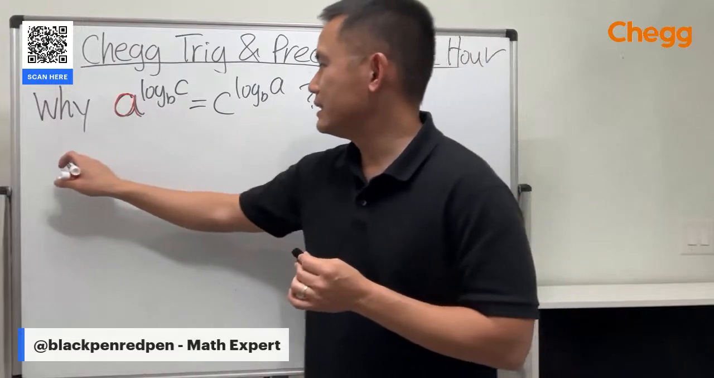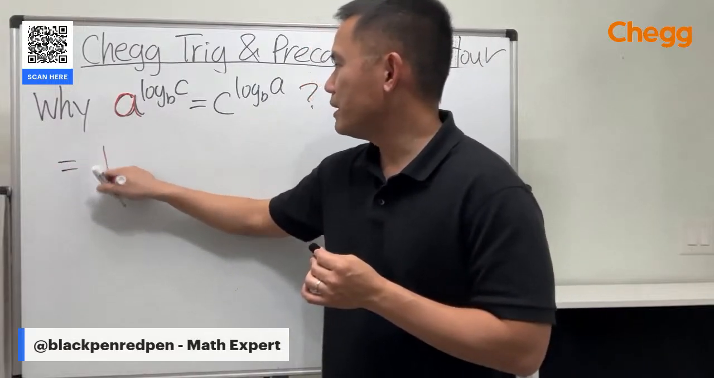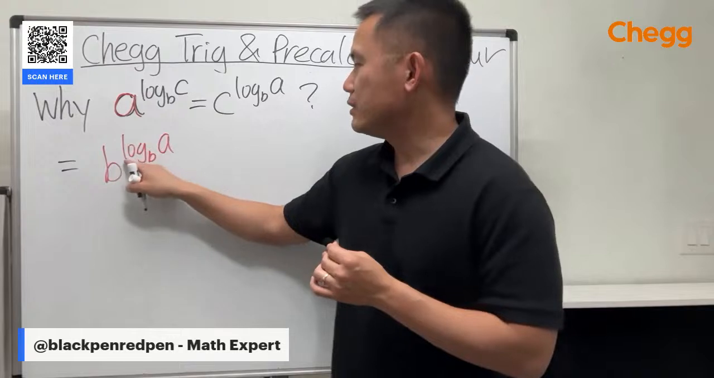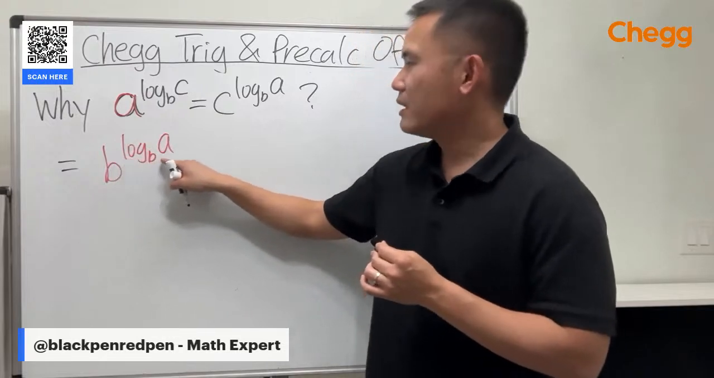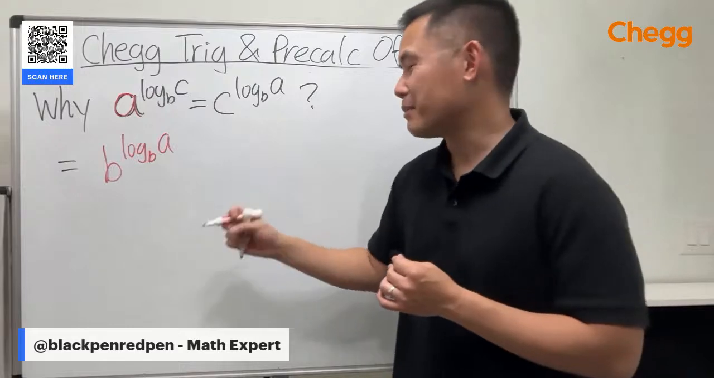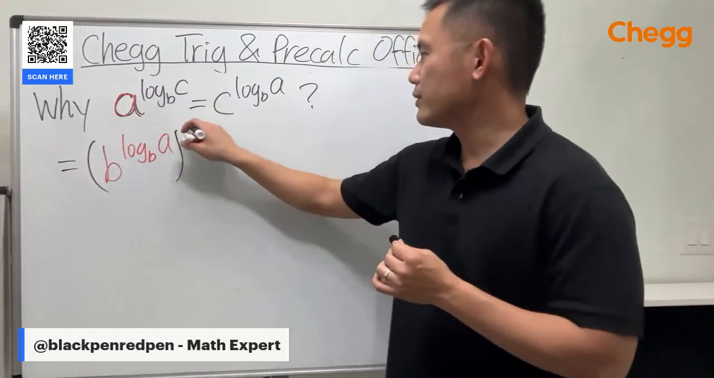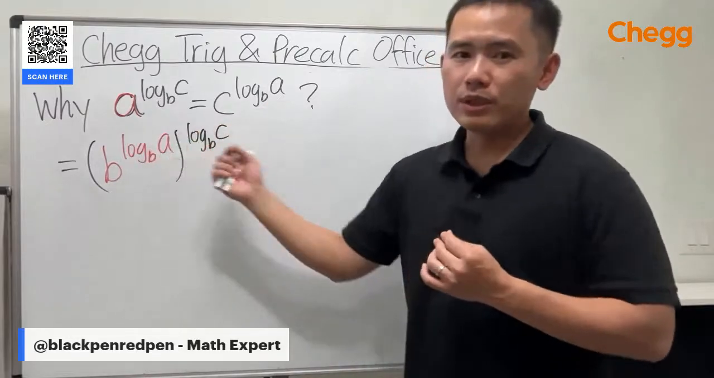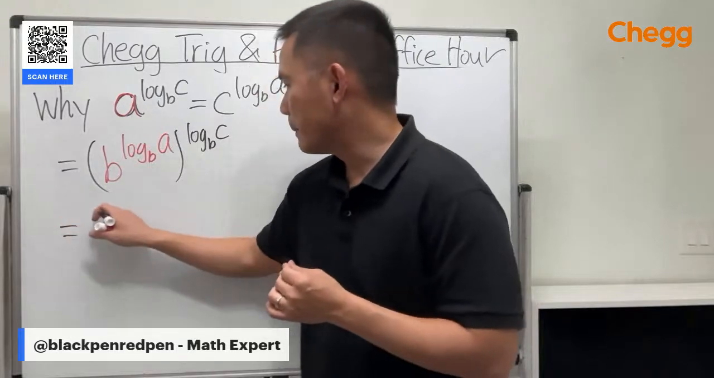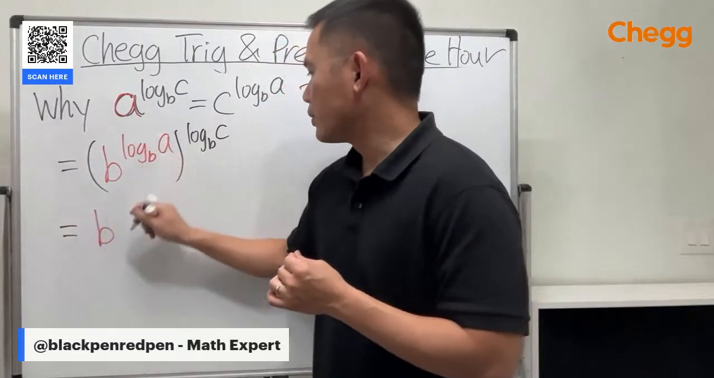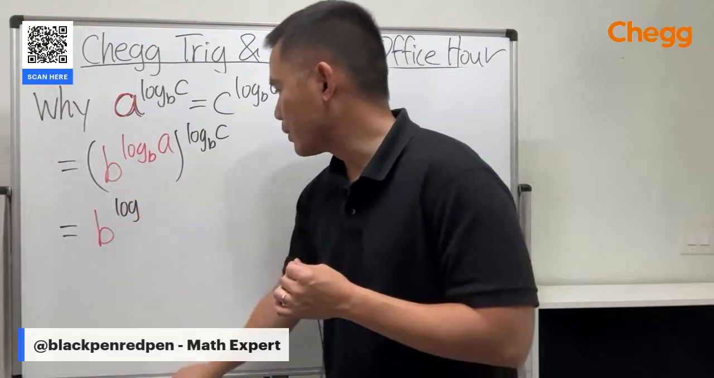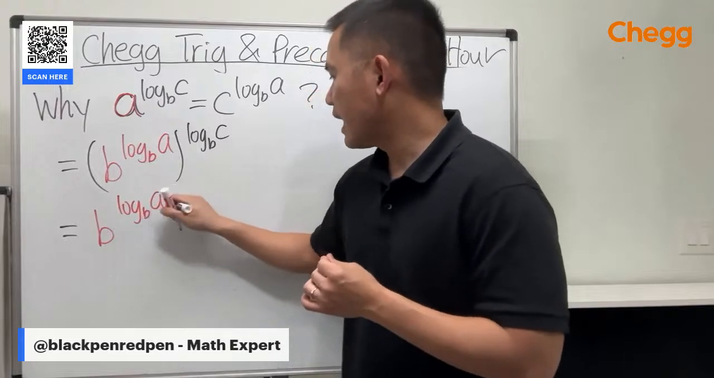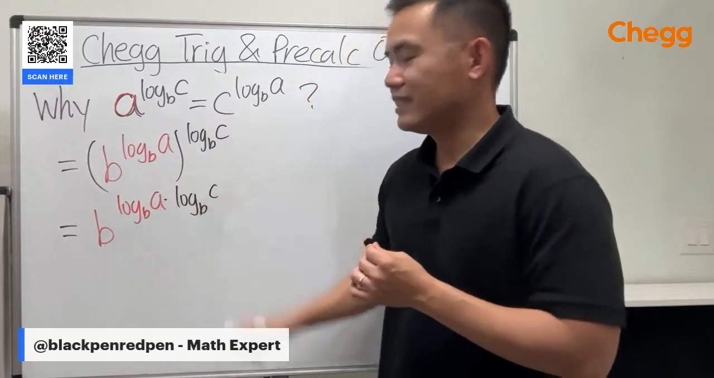I want to end up with c. Here we go. I'm going to do b to the log base b of a power. They still cancel because I still have log b and log b match. So that's the part. And then I'll take this and raise to log base b of c power. We have a power to a power, so we can multiply the exponents. So this becomes b for the base, and the exponent right here is log b of a times log b of c.